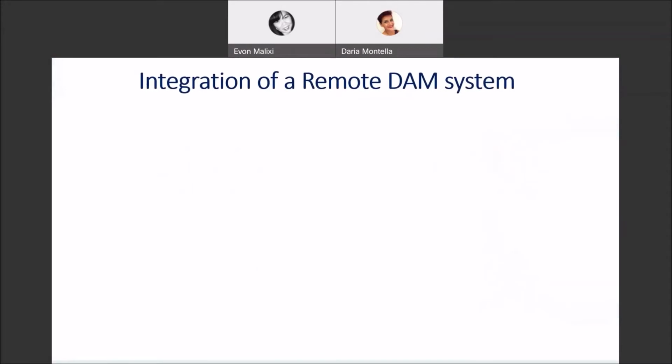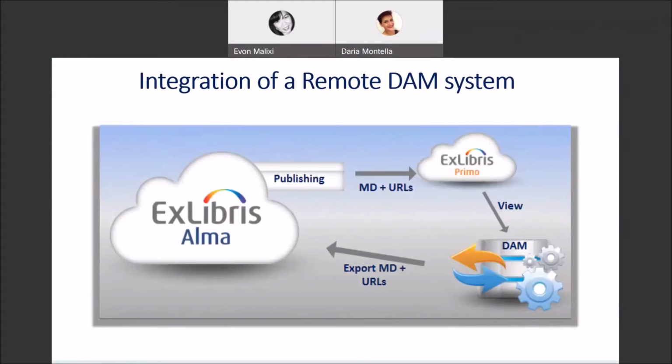And as per integrating the remote digital asset management in Alma, Alma supports bidirectional synchronization, allowing users to update metadata on both systems. Updates in the remote repository can be collected by Alma, and updates in Alma can be published again in the remote repository that supports the Open Archives Initiative Protocol for Harvesting Metadata, which is the OAI-PMH.